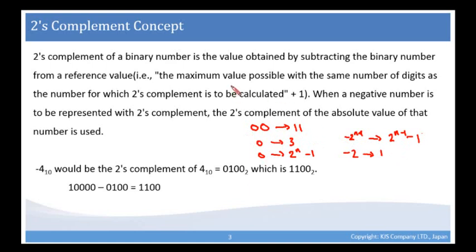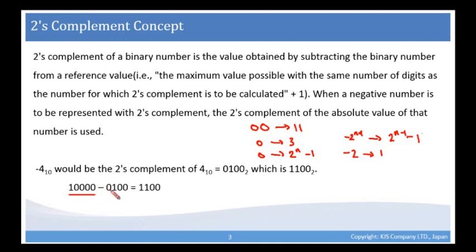So how do we convert from a normal binary number to a 2's complement binary number? Well, the maximum possible value with the same number of digits as the number for 2's complement, which is to be calculated, plus 1. It's quite hard to look at what that is just in those words. So say we're using this number here, which is 4. If we're using a 4-bit number, we can use a 5-bit number and just have a 1 at the front. So that's the maximum number of digits plus 1.